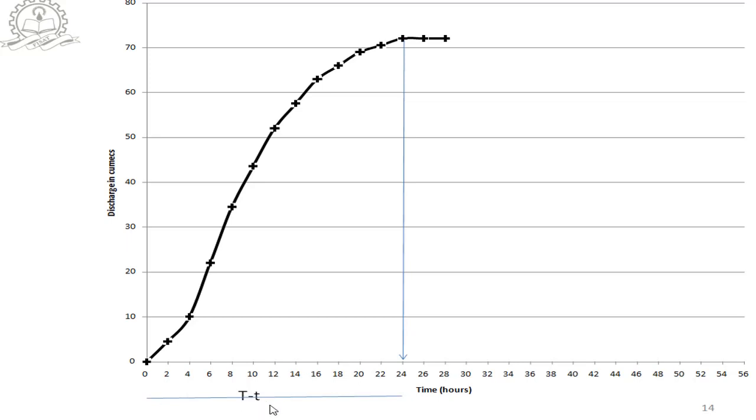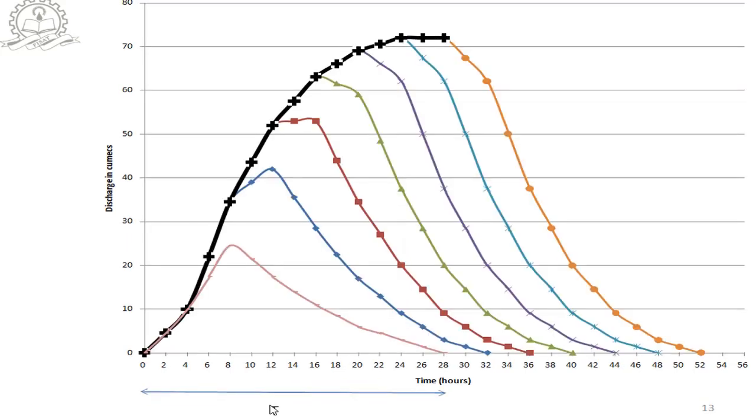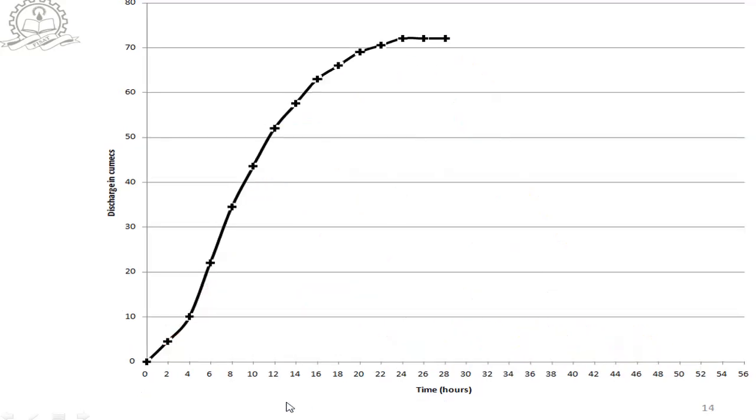What is capital T? Capital T represents the base time of the hydrograph. This represents the base time of the hydrograph, and it is a 4-hour duration. Here I have drawn it for a 4-hour duration hydrograph. So capital T is 28 here, and small t is 4. So when the time reaches 24 hours, the discharge becomes constant.